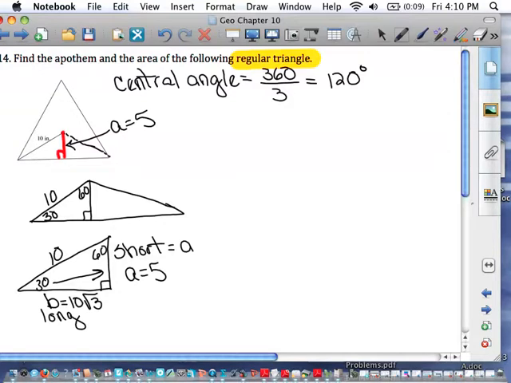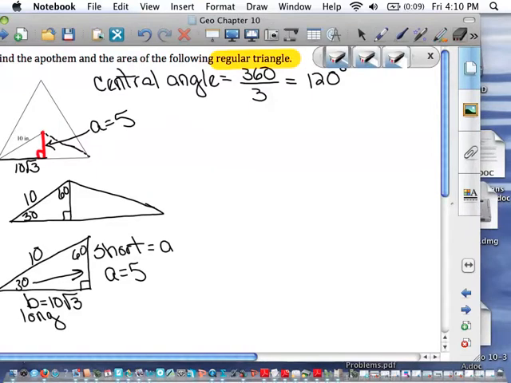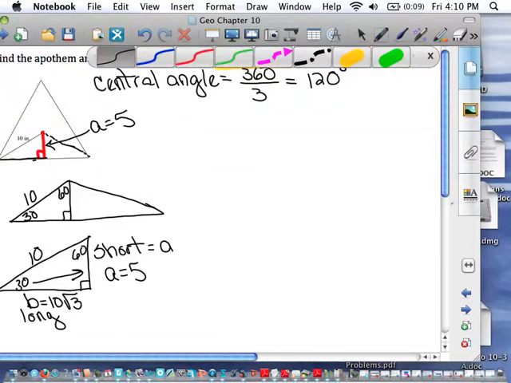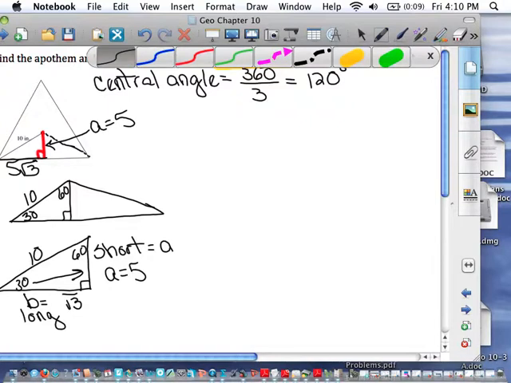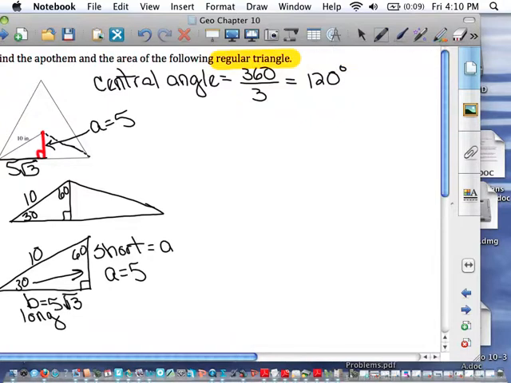I have the length of this long leg for this triangle, which is 10 square root of 3. That means the entire, no, 5 square root of 3. Boy, I corrected it there and then I didn't correct it here. 5 square root of 3. Let me correct it down here as well. That is 5 square root of 3.